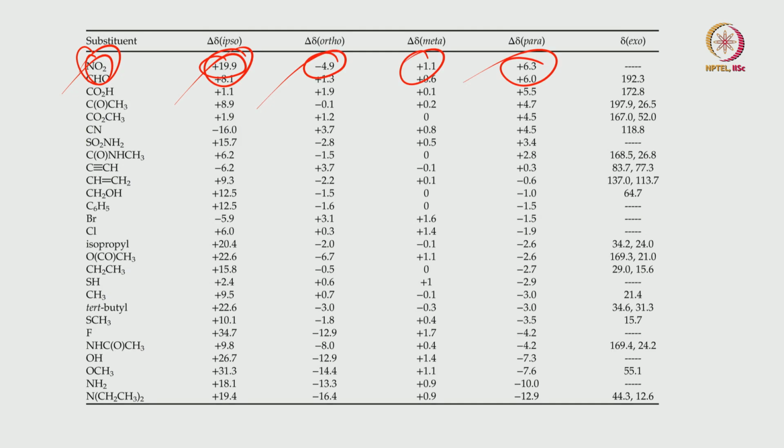That means you have to find out the contributions for each of them, and then just do the co-addition of these things. You will get this value. I hope you still remember the phenyl protons also.